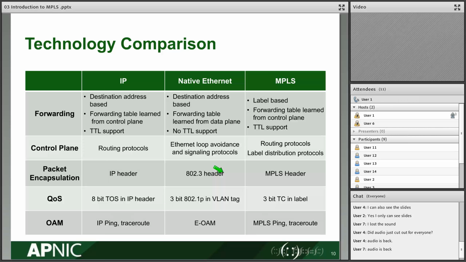To better understand MPLS, we can compare different technologies, not similar technologies, just for the data forwarding paths. We have IP, native Ethernet and MPLS. I think based on this table, you can easily understand MPLS, because sometimes people, especially new learners, get confused. They say, now I'm learning telecommunication, I'm learning OSPF, I'm learning MPLS, I'm learning BGP, I'm learning LDP and IP.